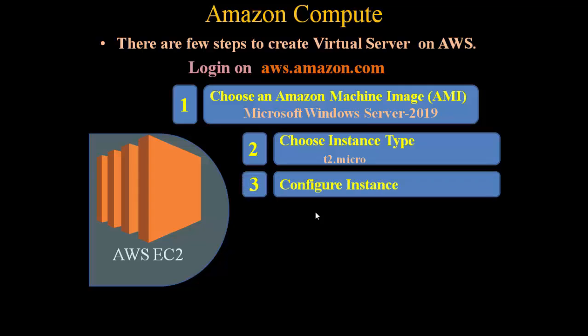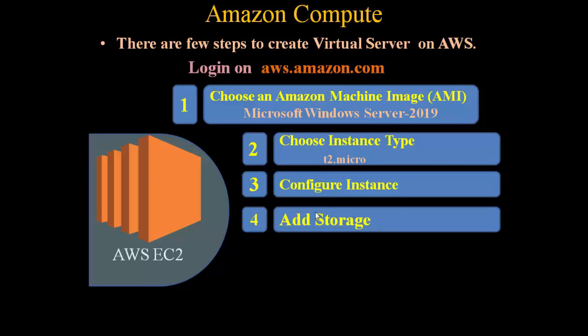In configure instance, there will be a number of options. In the demo, I will give a brief idea about all the options and how we can configure the instance, that we'll discuss in detail. Step number 4, add storage. Now as we discussed, we have our own option where we can select storage. So there will be different types of storage availabilities there. You can select any one option, that we'll discuss in detail in the demo.